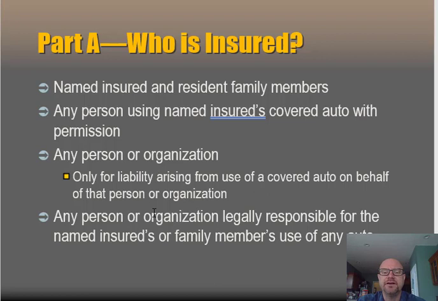These last two on here are a little tricky if you just read them. Okay, so it says any person or an organization is covered for liability arising from use of a covered auto on behalf of that person or organization. I find that kind of difficult to really grasp just as written. It's better with an example.